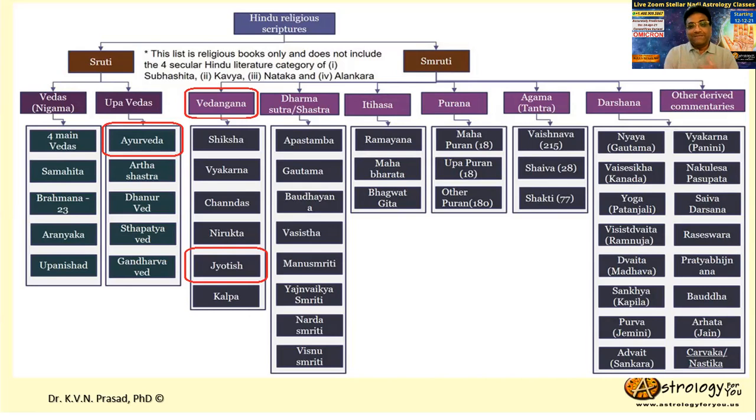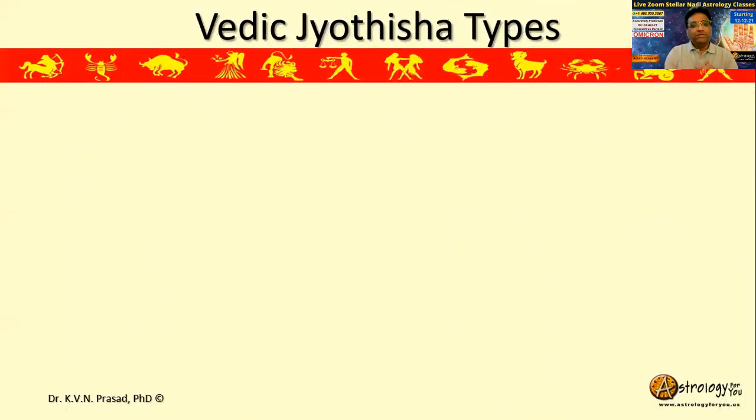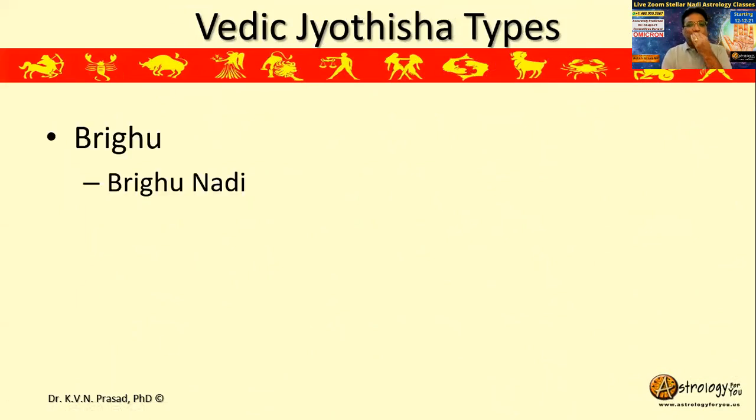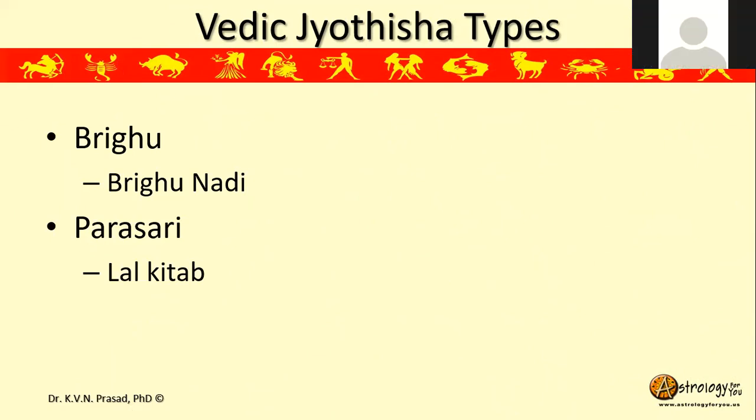You can start doing that. Okay. Now let us see the different types. I told you that Bhrigu Maharshi wrote the first one, so that is called Bhrigunadi. And then there is the Parashari method. Under Parashari, there is another method called Lal Kitab. It's basically a red book, people say. It's literally a red book.